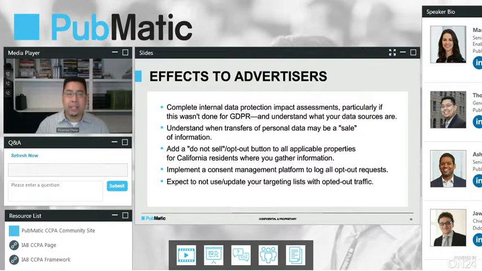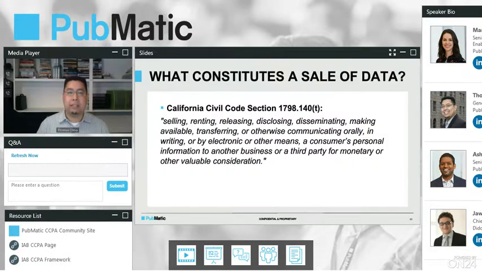Now, the main issue that I'd mentioned earlier is everyone needs to tackle the concept of a sale of data. Unlike most other attorneys, I tend to shy away from putting dense statutory text on slides and just reading them to the audience. It's not very engaging. But this is one of those times that I'm doing it, because it's important to read that language very carefully because of its very broad drafting.